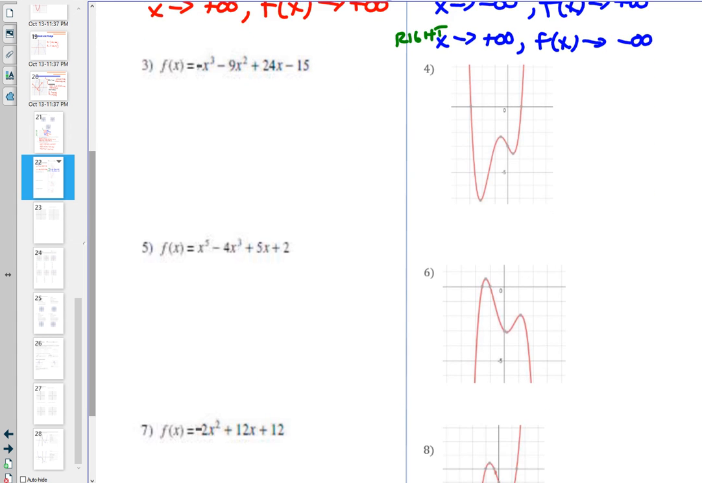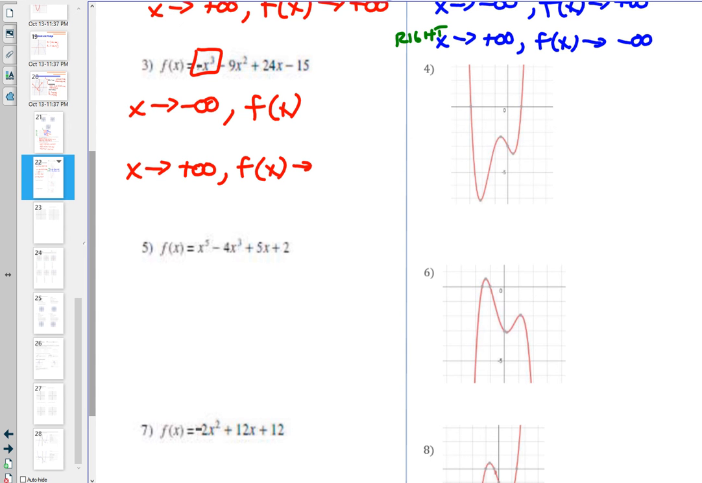Go to the next one, number 3. What's the lead term here? Can you see it on your paper? It's negative x to the third. What end behavior is exhibited when you have a negative x to the third? If it's a negative lead with an odd degree, it's up and down just like number 2. So you know what happens when x goes to negative infinity, then you know what happens when x goes to positive infinity.